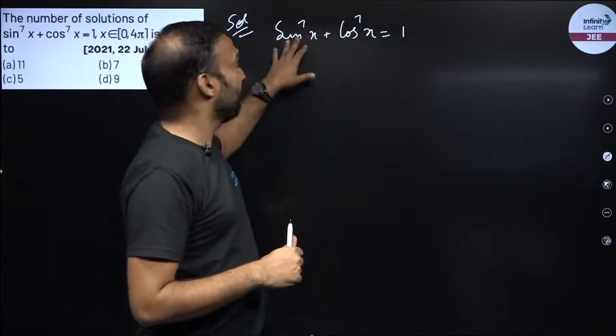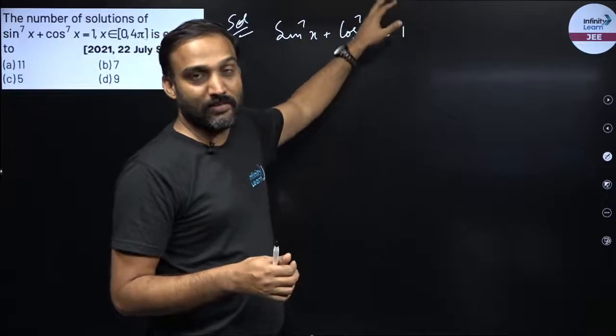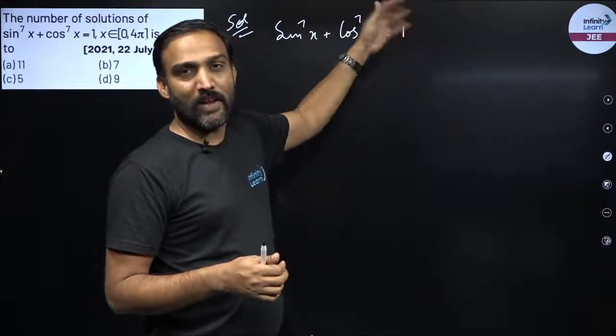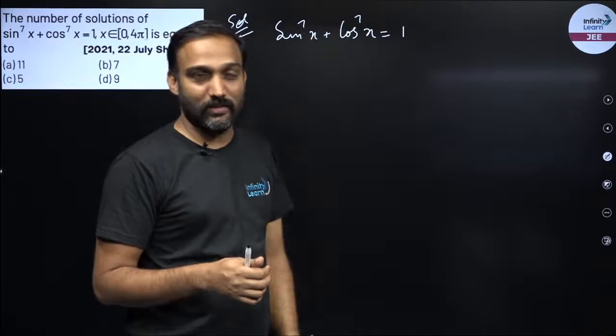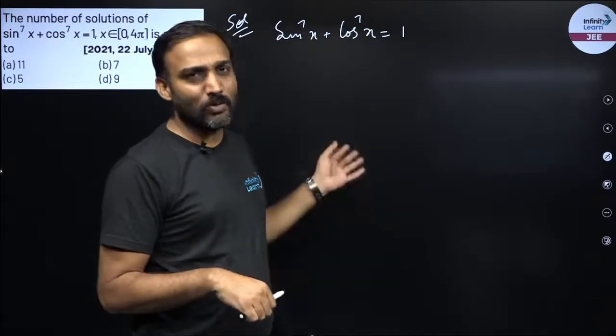So if this is negative, it will be some negative fraction to the power 7. This is a positive fraction to the power 7, right? So some fraction minus some fraction can never be equal to 1, right? Then that is also not possible. So the only possibility is that both of them are positive.